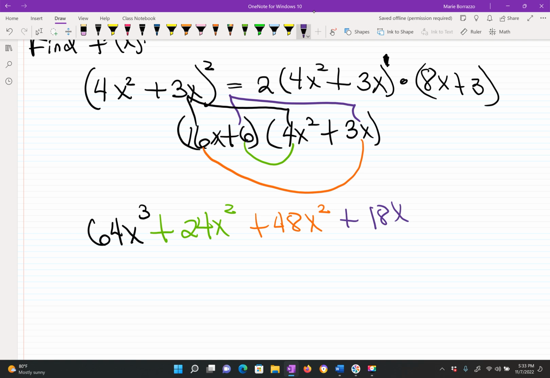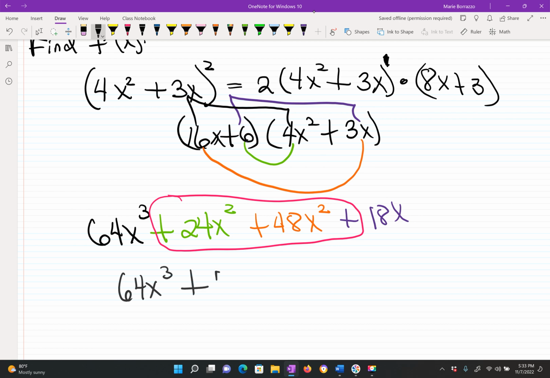18x. So obviously the two I'm putting together are these two, right? All right. Final answer, 64x cubed plus 72x squared plus 18x. And that's my first derivative.